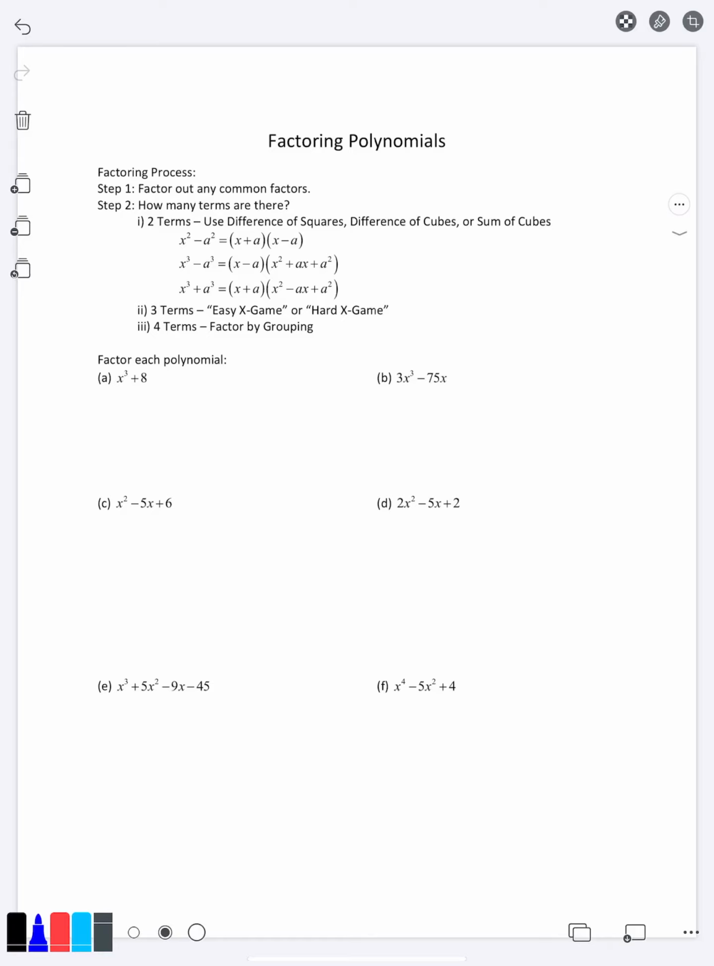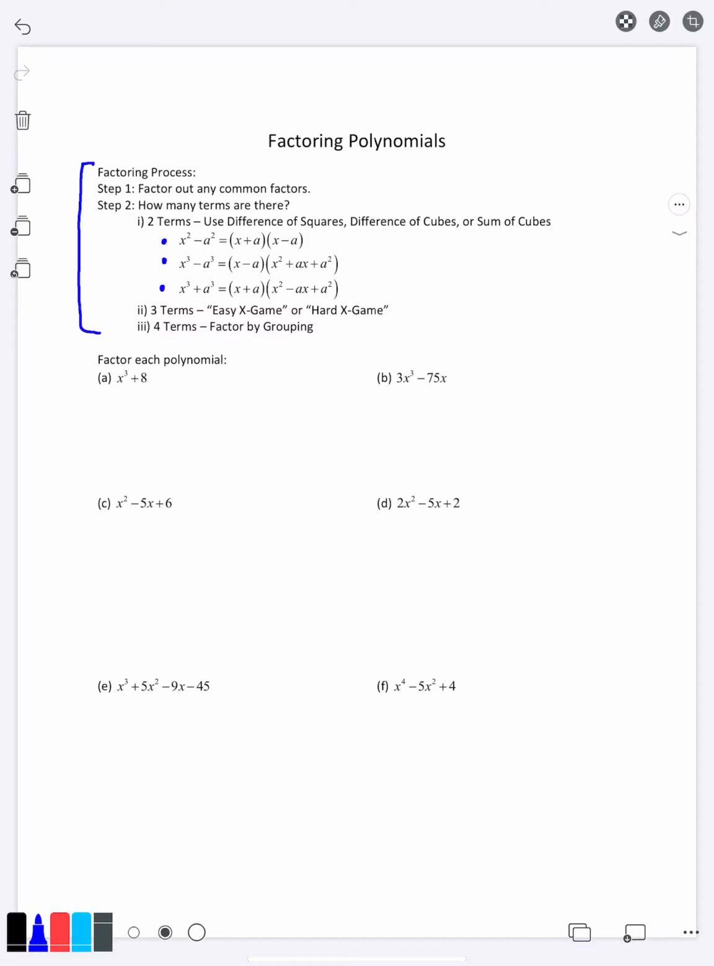Now, this is an overview of the factoring process. Basically, if you are ever trying to factor something, step 1 better be to look for any common factors. If there are common factors and you can factor them out, it will make the rest of the problem easier. So always look for those first. Next, you're going to see how many terms there are. If there are 2 terms, it's only one of 3 possibilities here. It's either what's called a difference of squares, a difference of cubes, or a sum of cubes. And you basically want to use these 3 formulas here.